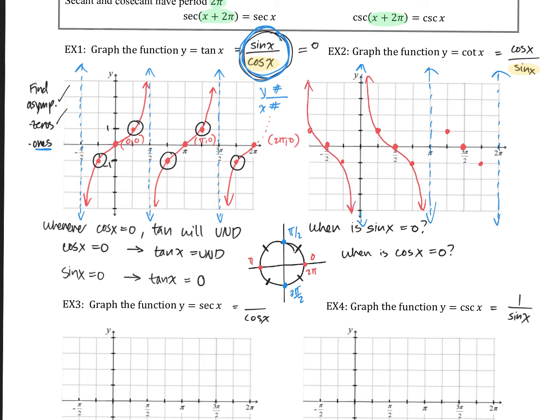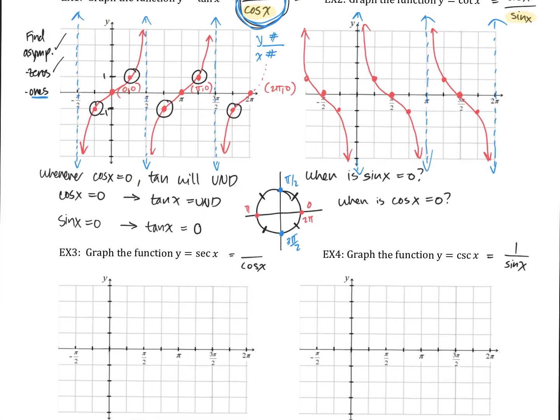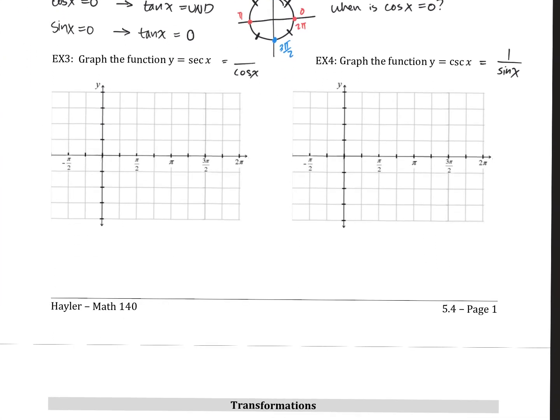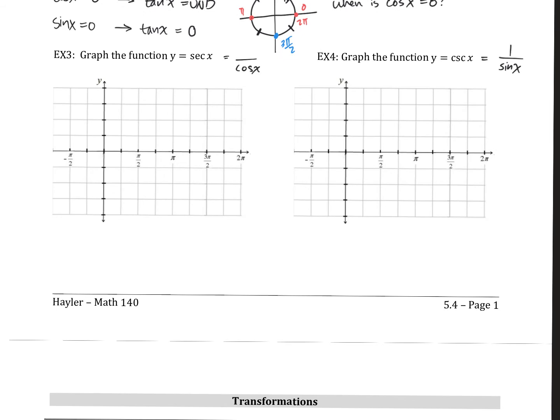Basically, it's like a mirror image of tangent of x. And once again, these are multiple periods of cotangent, excuse me. Now, let's take a look at graphing the function y equals secant of x, which, if you recall, is the same as 1 over cosine of x.